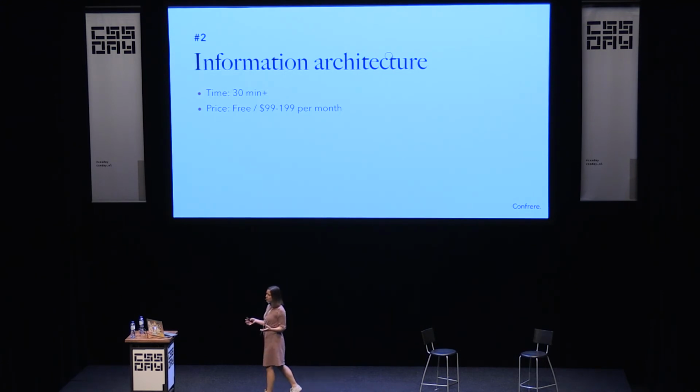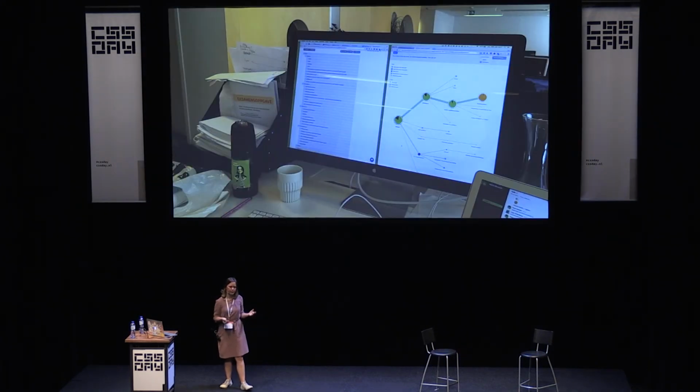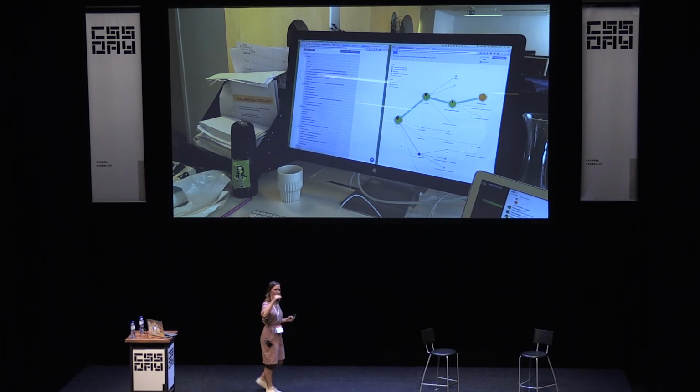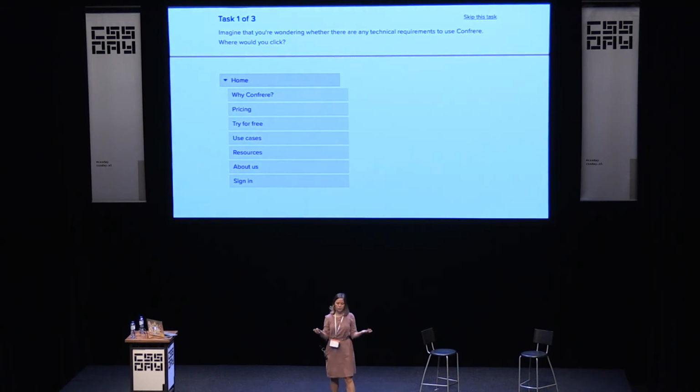This is a specific tool, but I think there are other ways you can get around it without using this specific tool. So this is a tool called Treejack. In Treejack, you take all of the different menu points, and you build it up kind of like a folder structure. After you build up this folder structure, you give people tasks. So imagine that you're wondering whether there are any technical requirements to use Confrere. Where would you click? And then when people click on the different points, it expands, and you go deeper into the folder structure.